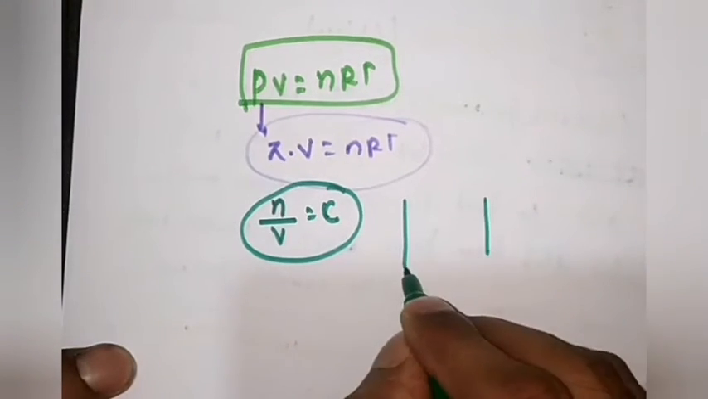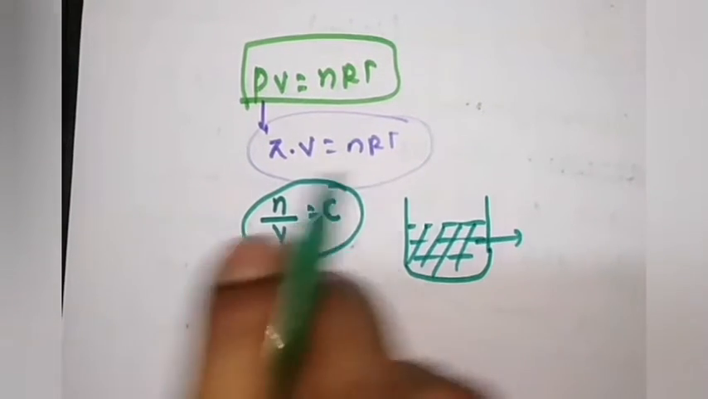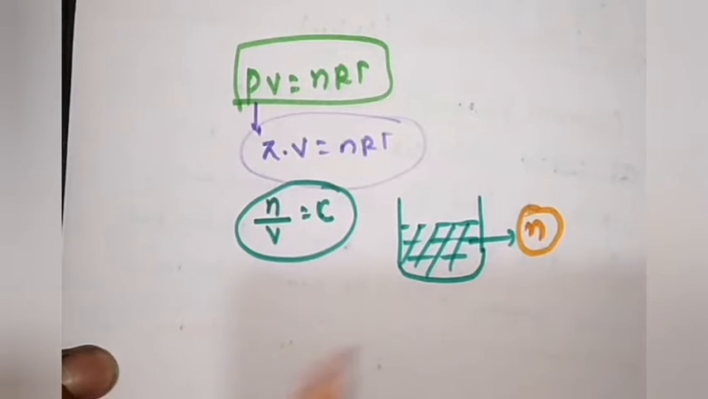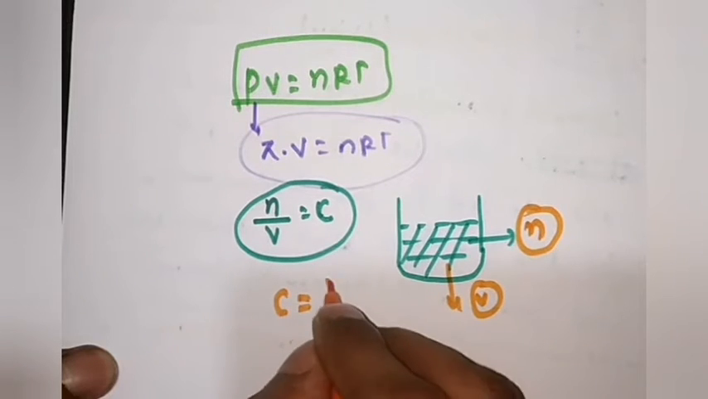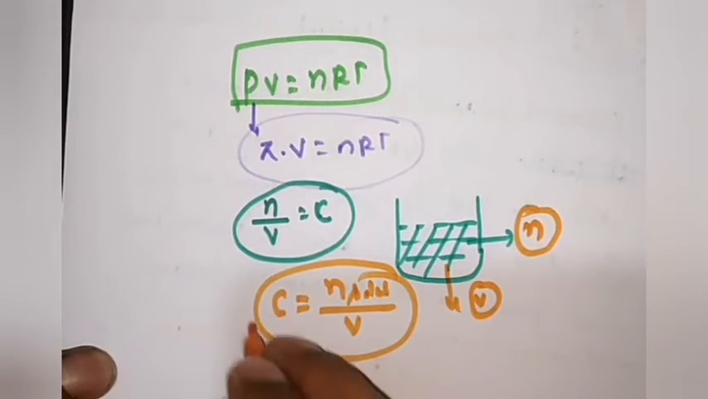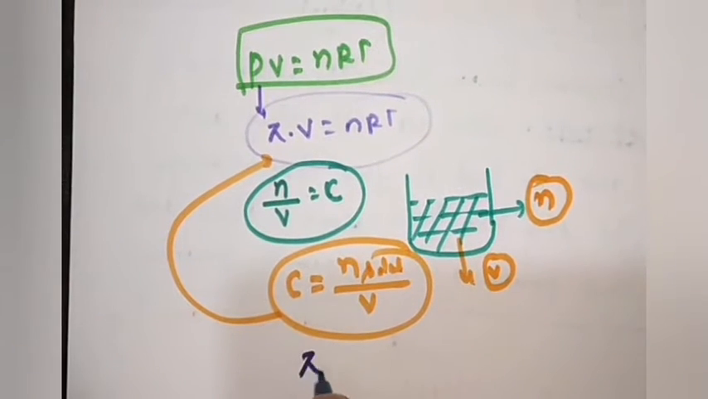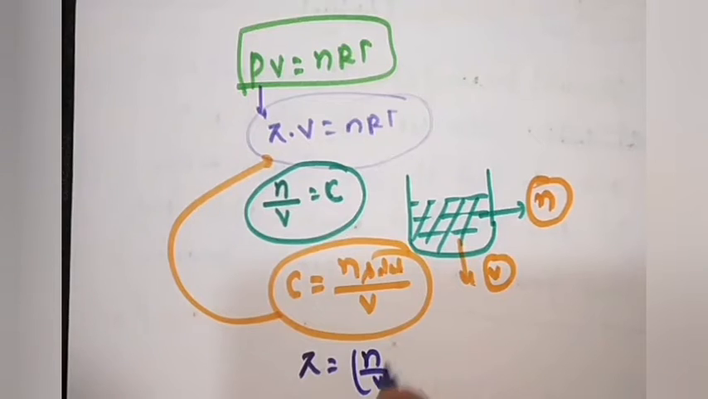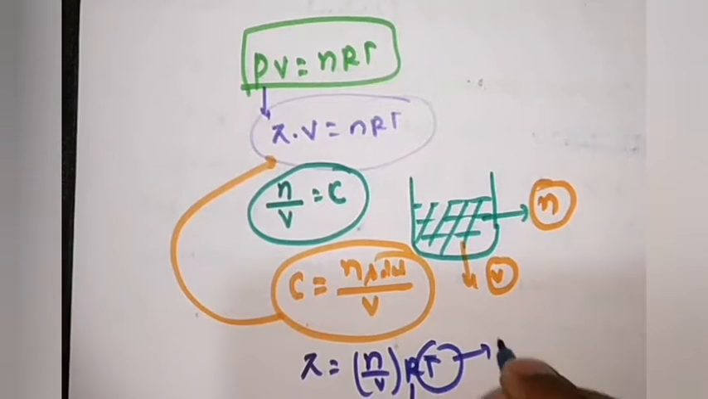If this is a solution, and the number of moles of solute molecules is n, and the volume of solution is V, then the concentration of the solution is the number of moles of solute by the volume of solution. Putting this into the relationship, you get pi equals n by V into RT, where R is the universal gas constant and temperature is in the Kelvin scale.